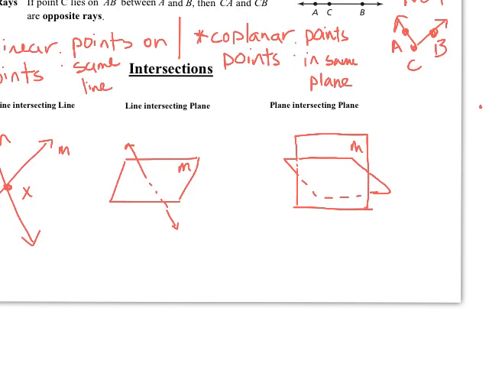Woo! That was fun, wasn't it? Okay. All right. Any questions on intersections?